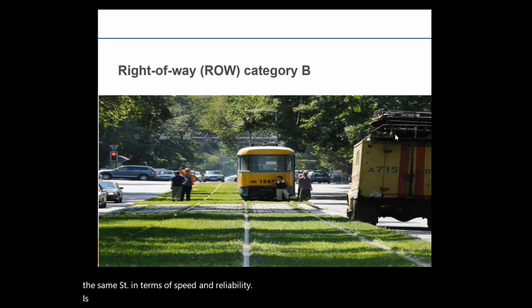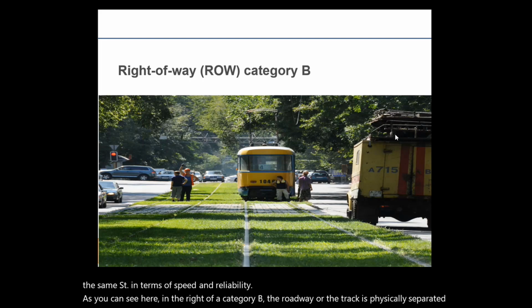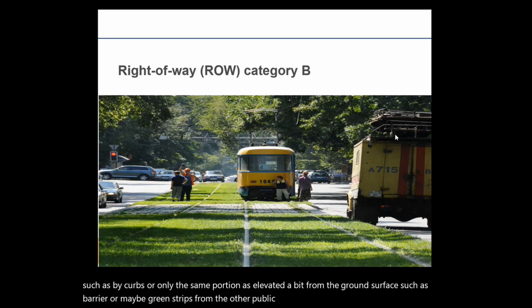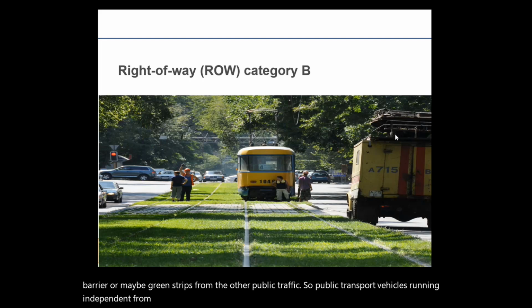As you can see in right of way category B, the roadway or track is physically separated, such as by curbs, or the portion is elevated a bit from the ground surface, such as with barriers or green strips, from the other traffic. So public transport vehicles run independently from other transportation except at street intersections. Those intersections could be a road crossing or a railway crossing.